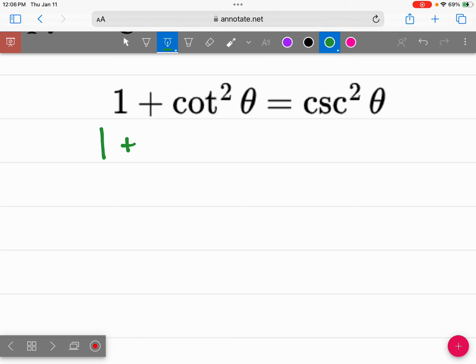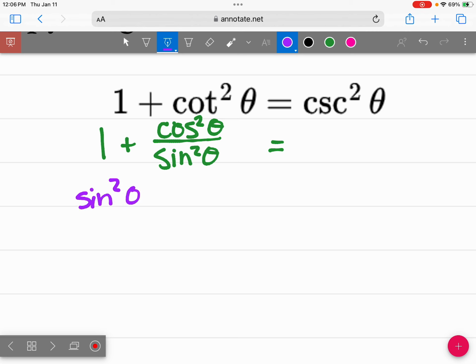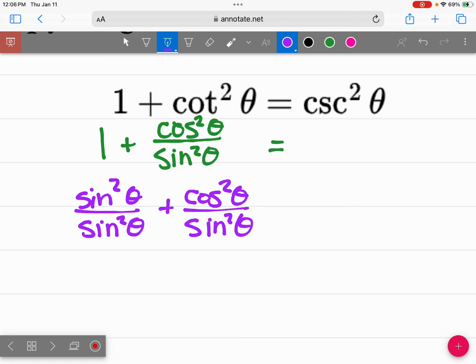So we're going to take our 1 plus, oh sorry, I have that upside down. Cosine squared goes on top of cotangent. Cosine squared theta over sine squared theta. And we're going to get to common denominators. So I'm going to multiply that 1 by sine squared over sine squared, so that we have sine squared of theta over sine squared of theta plus cosine squared theta over sine squared theta.